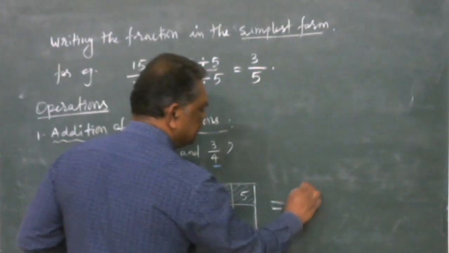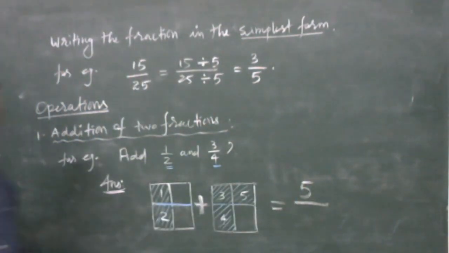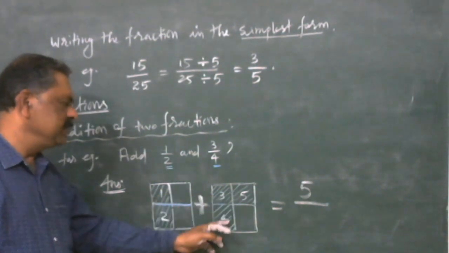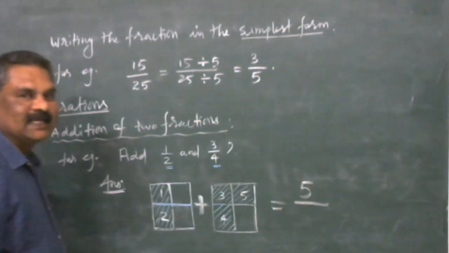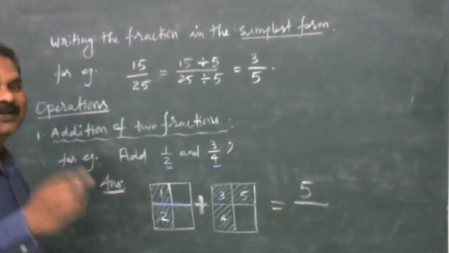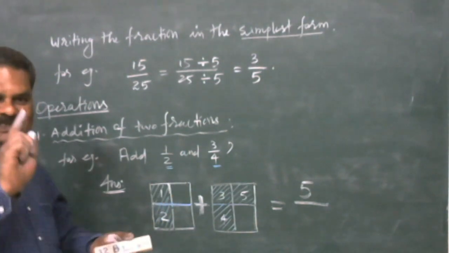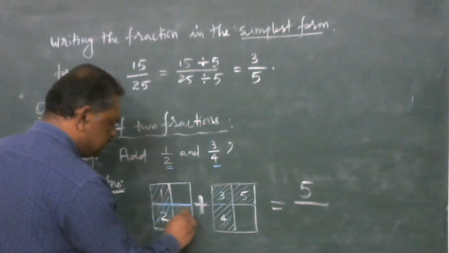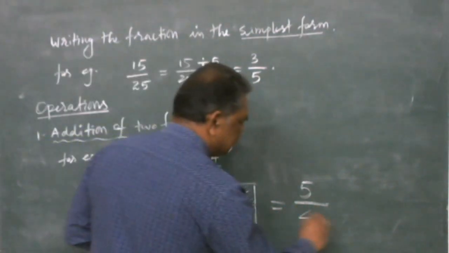So we write it on the top, numerator. How many equal parts are there? 1, 2, 3, 4, 5. That generally we write on the top. And totally how many parts are there in a whole? Not both the wholes together. In one single whole, how many equal parts are there? 1, 2, 3, 4. Only 4 parts are there. That will be the denominator.